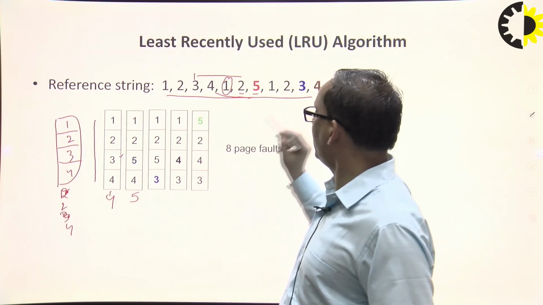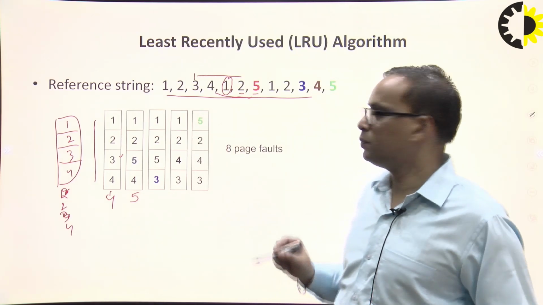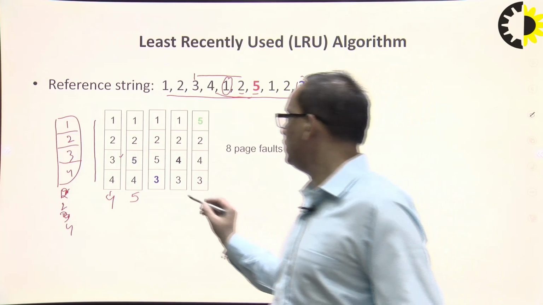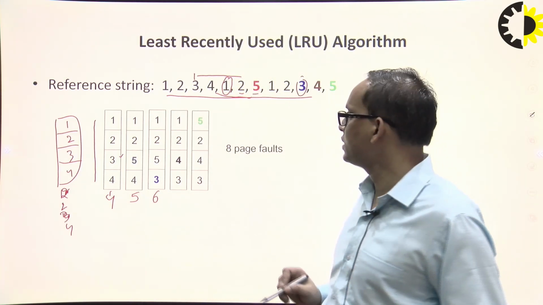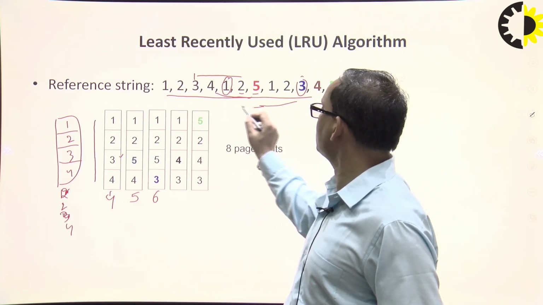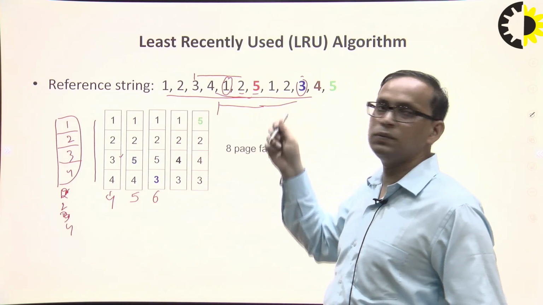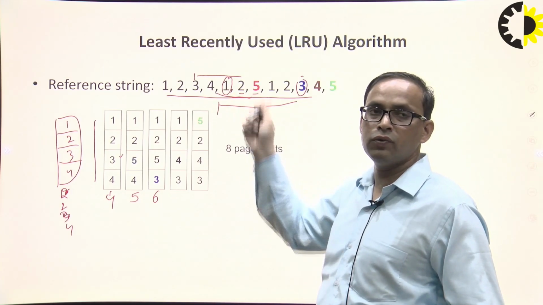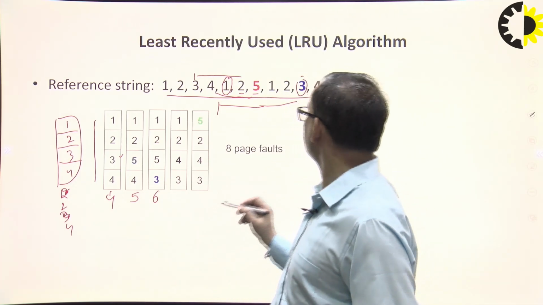Now again 1 is present in main memory, no page fault. 2 is present in main memory, no page fault. 3 is not present in main memory, so this is a page fault. Again the value of page fault will increase by 1 and it becomes 6. So we will move in the backward direction and see which page has not been referred to for the longest period of time. 2, 1, 5 were referred just before the 3, but page number 4 has not been referred to for the longest period of time. So page 4 will be swapped out and 3 will be swapped in.